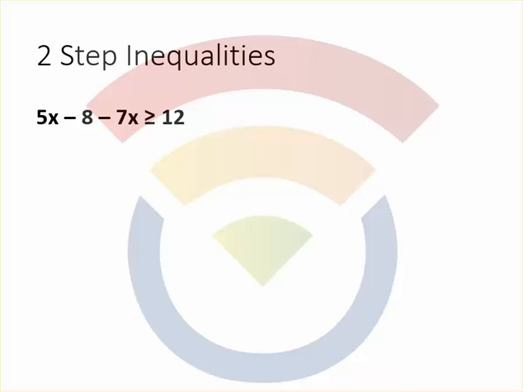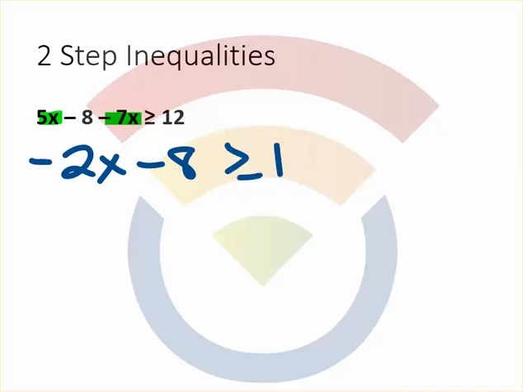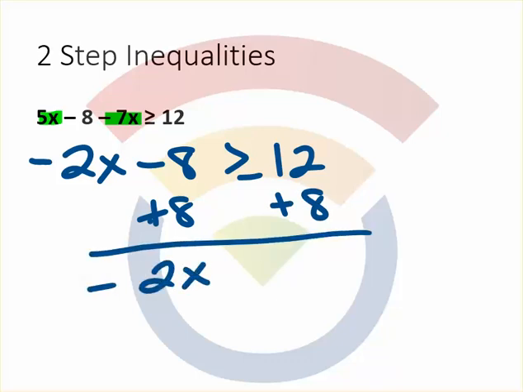Number 2, 5x minus 8 minus 7x is greater than or equal to 12. I notice that on the left-hand side, I have two terms that both include x. So let's start by combining our like terms. So 5x minus 7x is going to give us negative 2x minus 8 is greater than or equal to 12. Our next step would be to add 8 to both sides. So negative 2x is greater than or equal to 20.